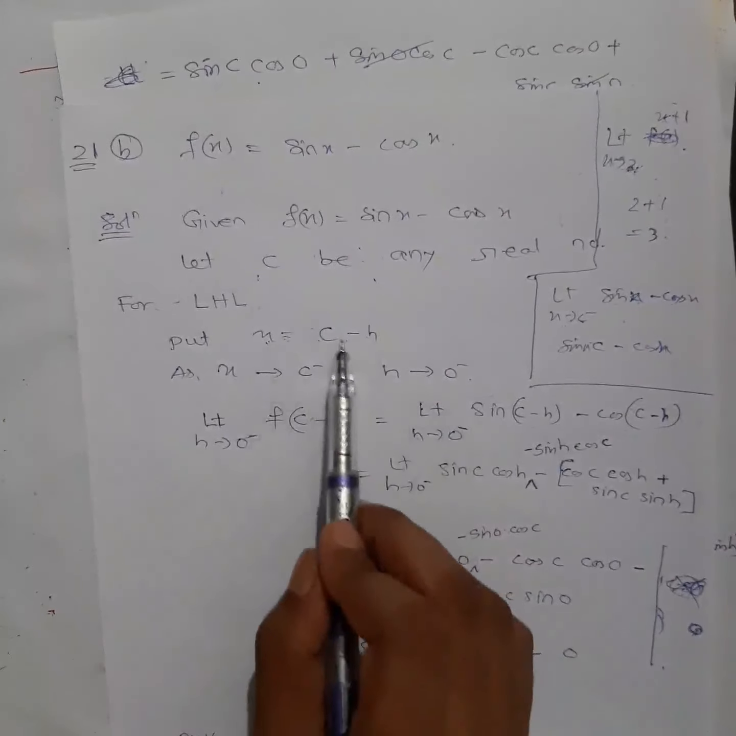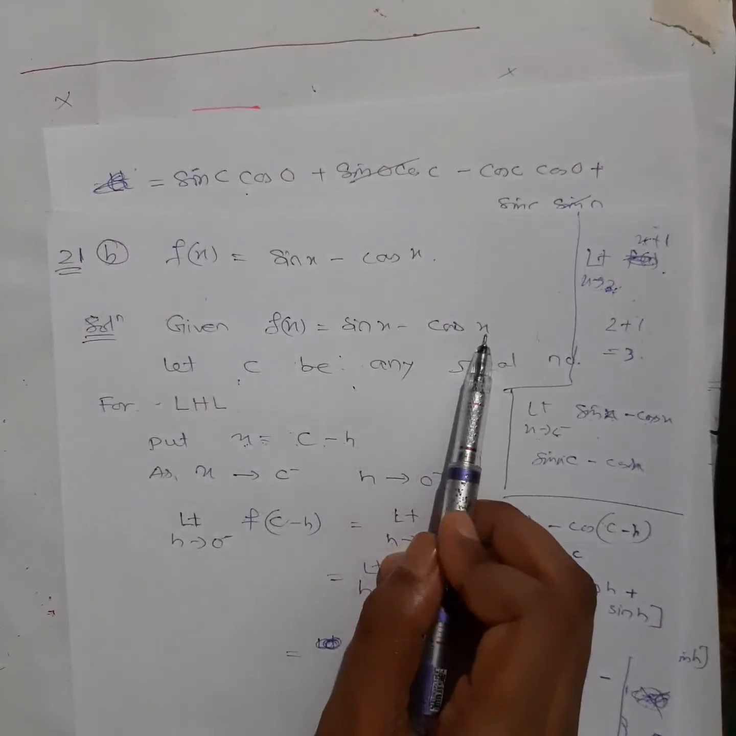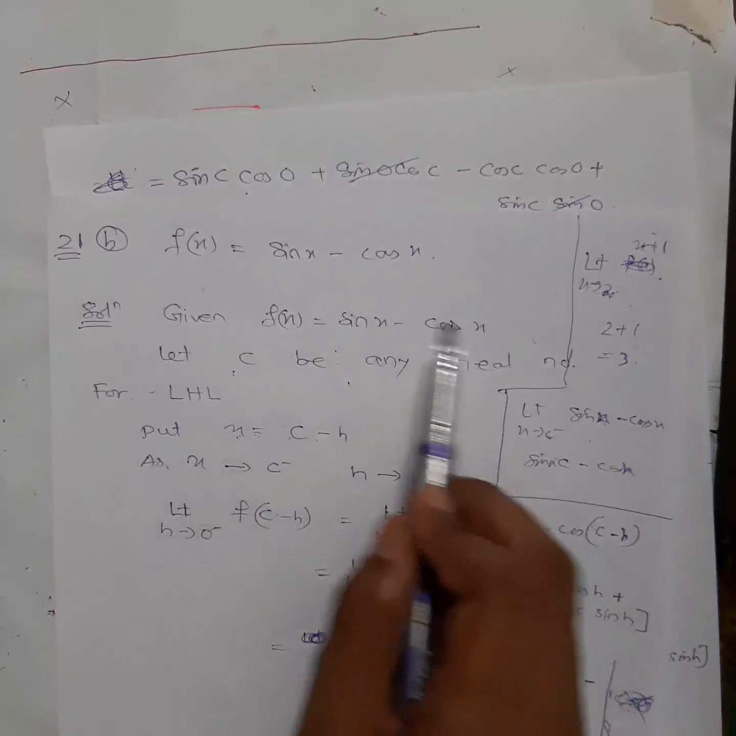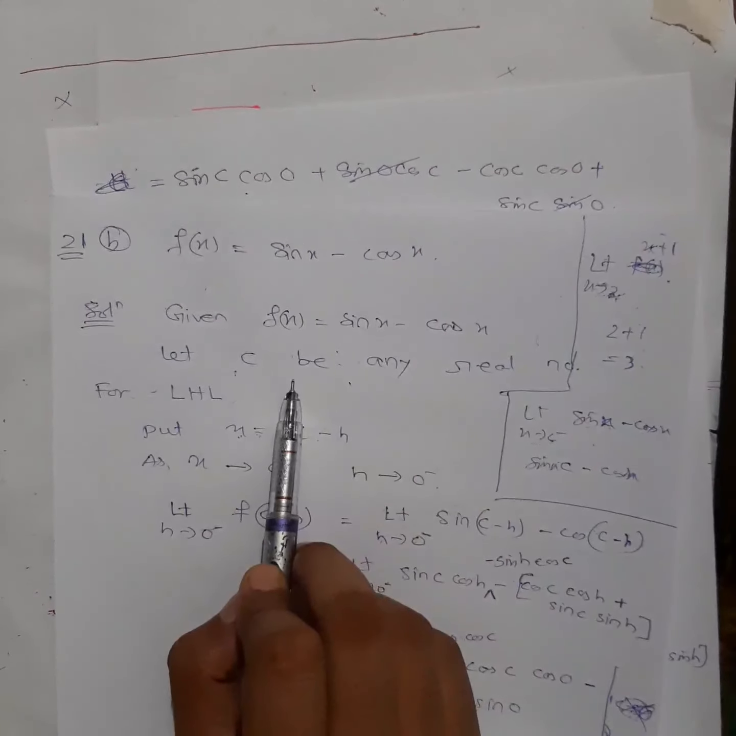Okay, now when you take in place of x, C minus h, your function, every function will become in terms of h only. Okay, C is constant.